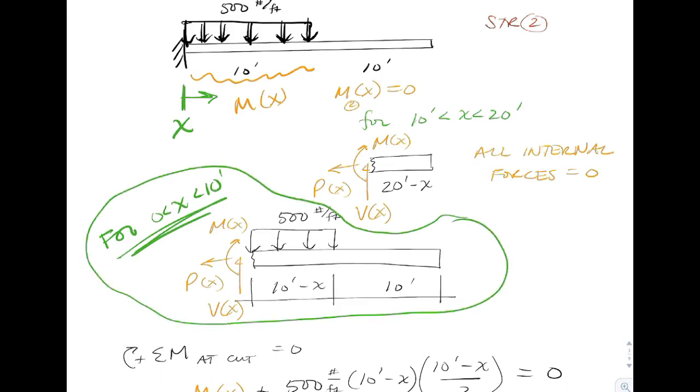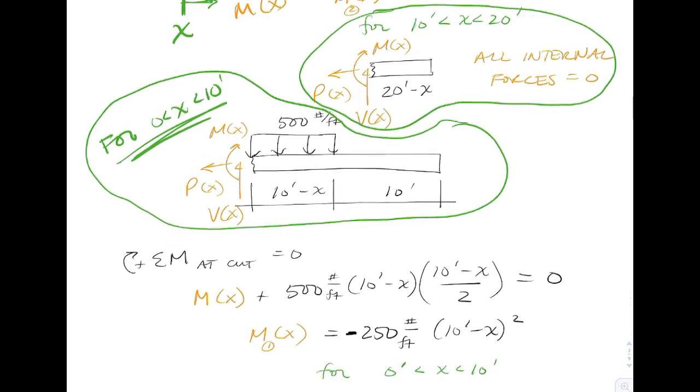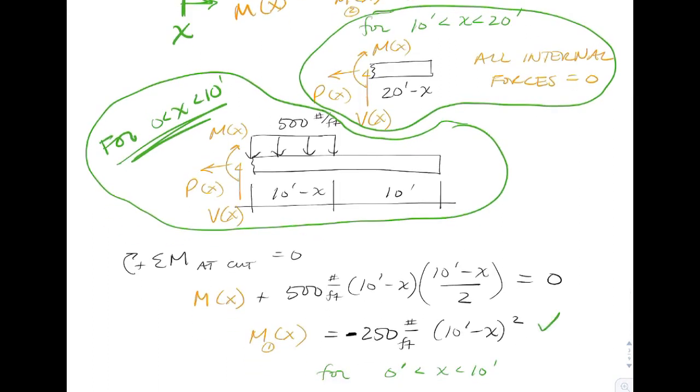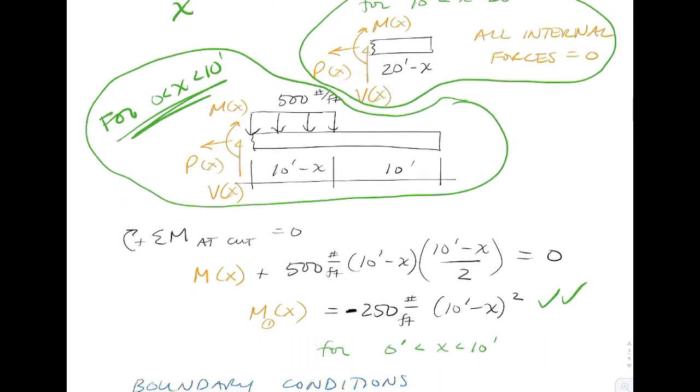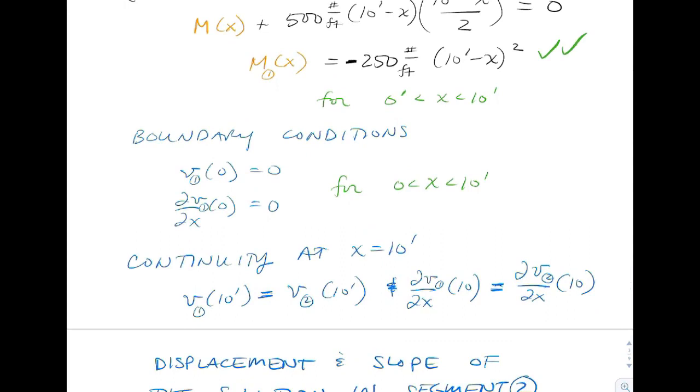We would have to take a separate cut from 10 to 20 feet. And there's where we see that M of x would equal 0. Down here, M of x would not equal 0. So the way we would deal with this in the beam equation would be to solve those two pieces.